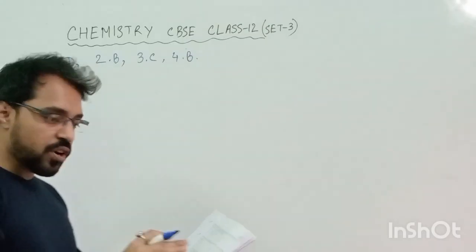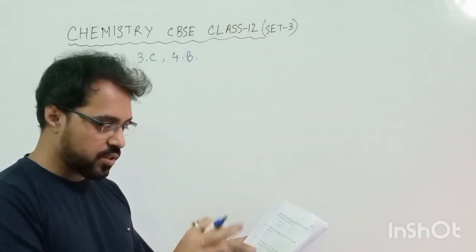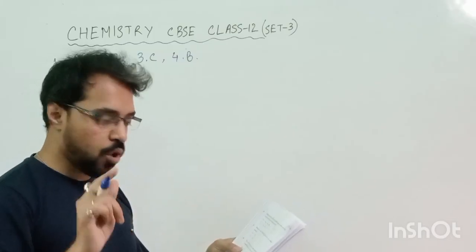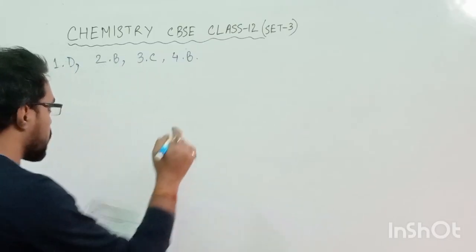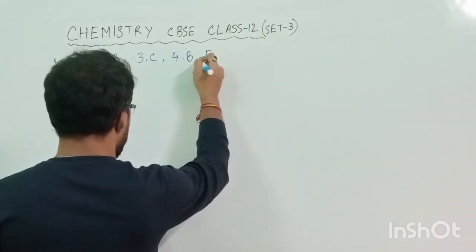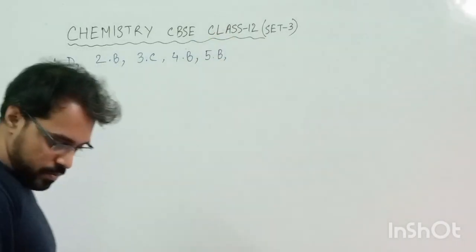Which of the following transition metals show +1 and +2 oxidation states? If we see the options, we have copper. Copper has Cu+ and Cu2+ also. So question number 5 is option B, copper.